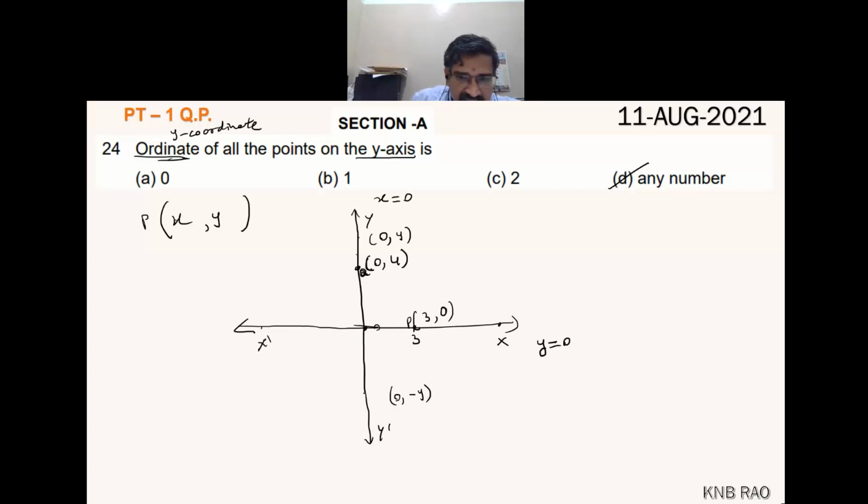If it is here, let's say at -5, then its point will be written as 0 comma -5, where the x coordinate is 0 and the y coordinate is -5. If it lies here, let's say at 4, then its coordinates are 0 comma 4. Its x coordinate is 0. The y coordinate can be any number. Understood, Virupanna? Yes, sir. So there is no fixed value for the y coordinate when it lies on the y-axis, but its x coordinate is guaranteed to be 0.